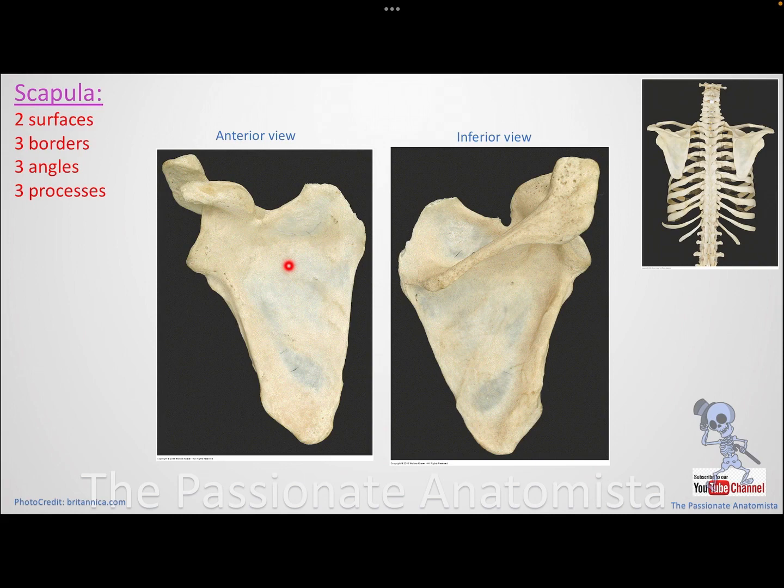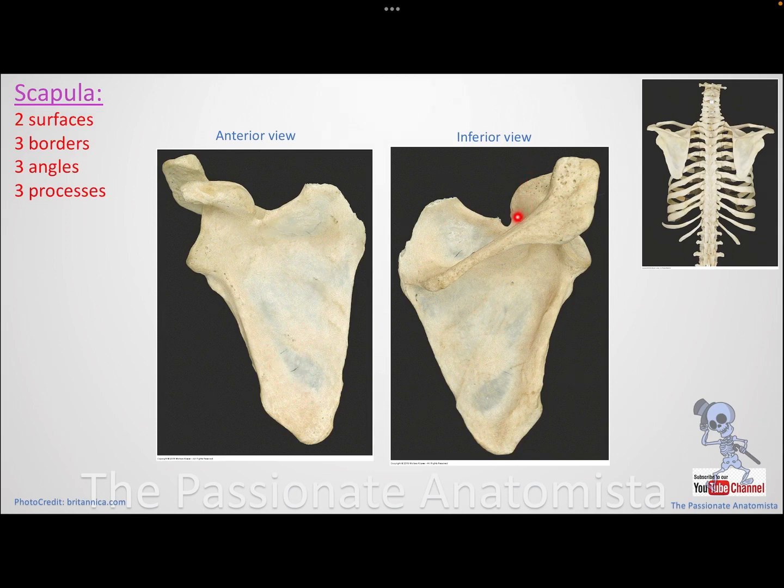And sub means below, so that's why we call it subscapular. Supra means above, and infra means below the spine, so we call it supraspinatus and infraspinatus, but this is subscapularis because this is below the whole scapula. It's not related to the spine.